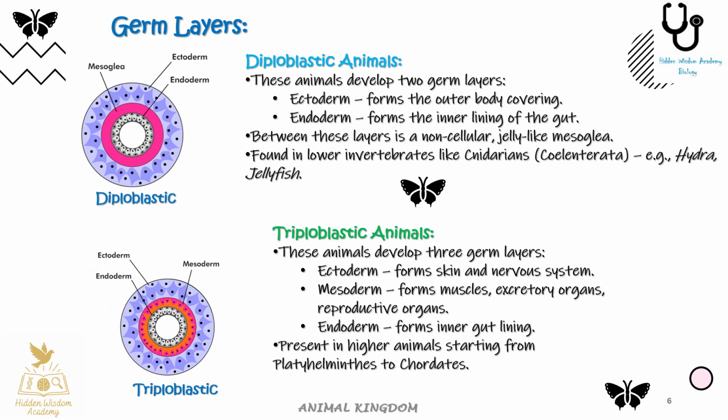In contrast, triploblastic animals have three germ layers, ectoderm, mesoderm, and endoderm. The mesoderm gives rise to tissues like muscles, gonads, and excretory organs. Triploblastic organization is found from platyhelminths to chordates. This advancement allows for better tissue specialization and organ development.